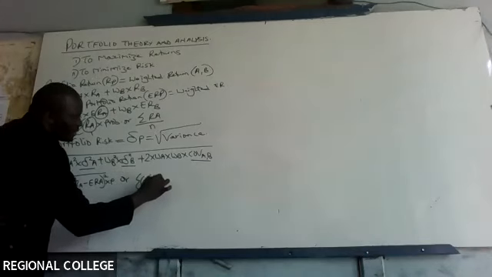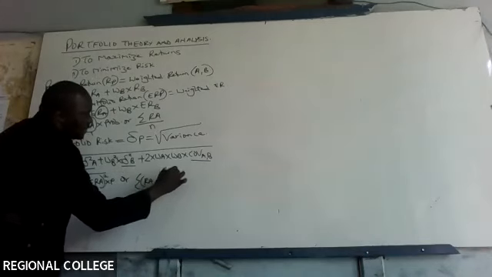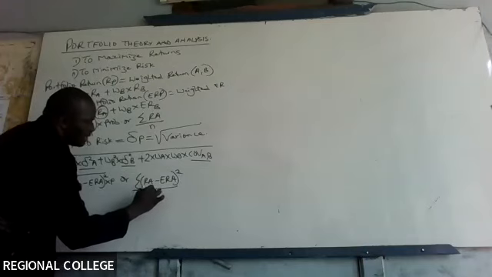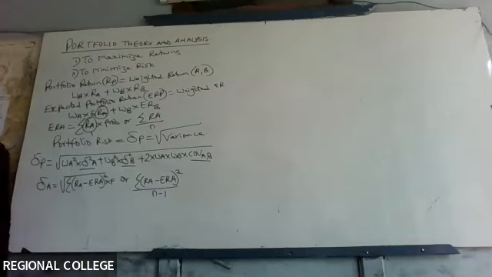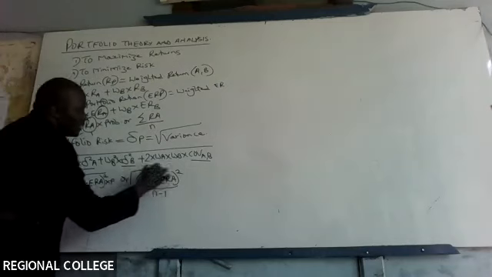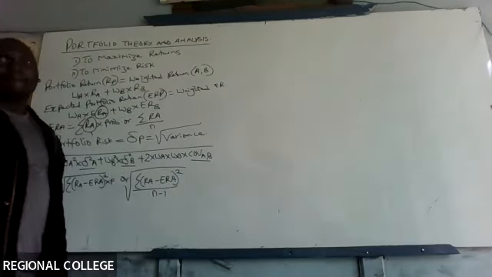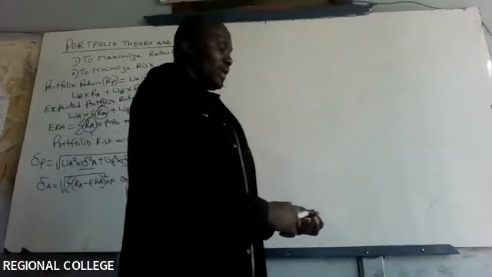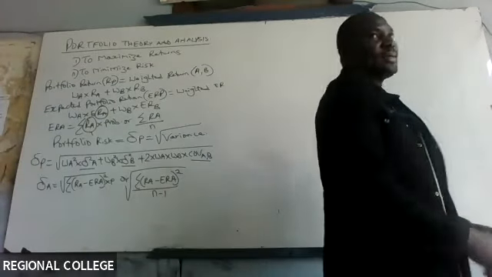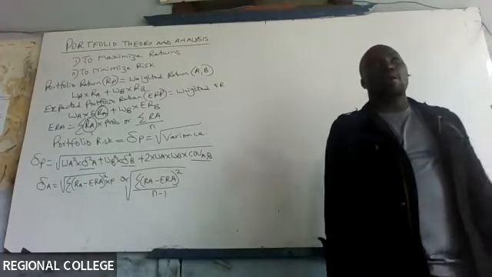returns of A minus what? Expected returns of A squared, divided by N minus 1, and we do the square root. Divided by N minus 1. So I put N as the number of outcomes.